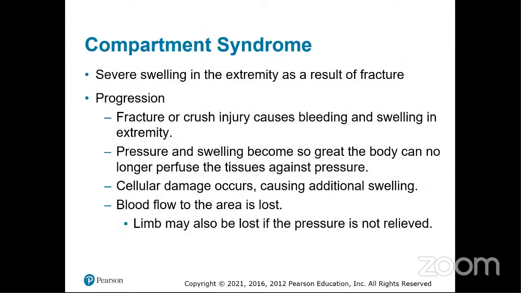Compartment syndrome can result in swelling in an extremity as a result of a fracture. Your femur, for me, is a big one. Let's say you get crushed on it and all of a sudden it starts swelling and swelling. Well, there's only so much it can swell before we start cutting off nerve endings and blood flow, and you're going to cause a compartment syndrome. It can't perfuse against that pressure. So what happens to all the waste that's supposed to be coming back to the body to get rid of it? It just keeps building up. So we build up acid, we build up lots of nasty stuff in there.